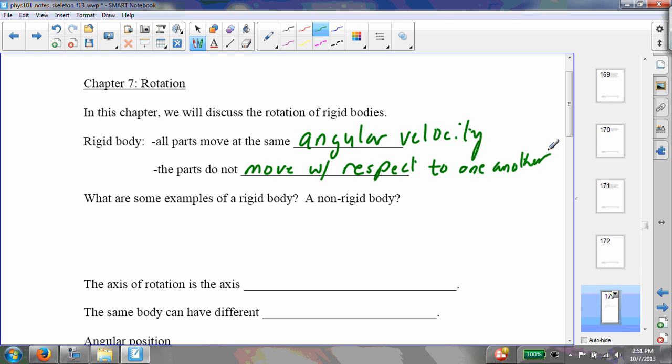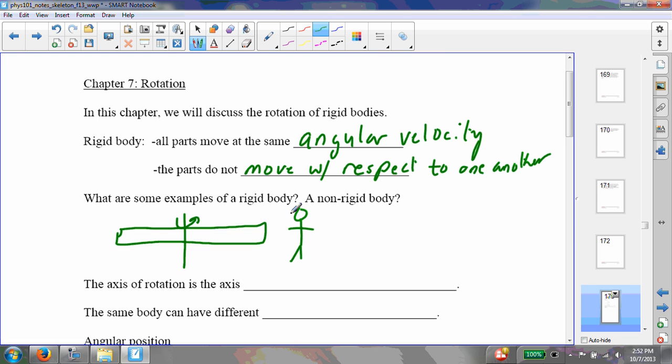So some examples of a rigid body, like let's say for example we just have a wooden stick, right? And it's rotating about that axis. That's a rigid body. We can think of a person rotating as a rigid body as long as they maintain their rigidity, that they're not moving their arms all around like a dancer or whatever. But at any one moment, they're still a rigid body.